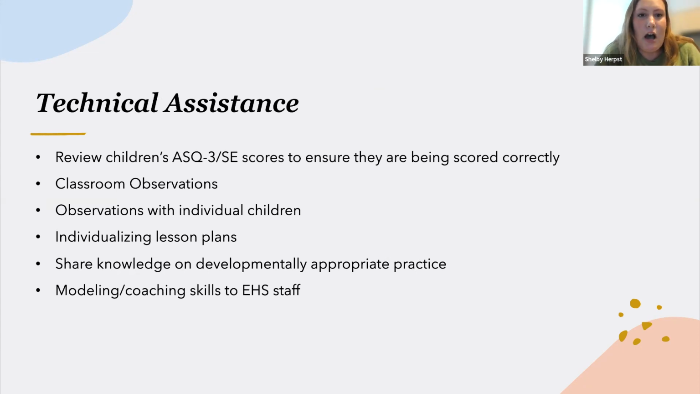Technical assistance that we can offer is reviewing your ASQ scores, doing classroom observations, individualizing lesson plans and individual observations with specific children that you may have concerns about. We can share knowledge on what is developmentally appropriate for kiddos in a certain age group in the classroom setting. And we can also help your staff model and coach skills to your classrooms and your teachers.